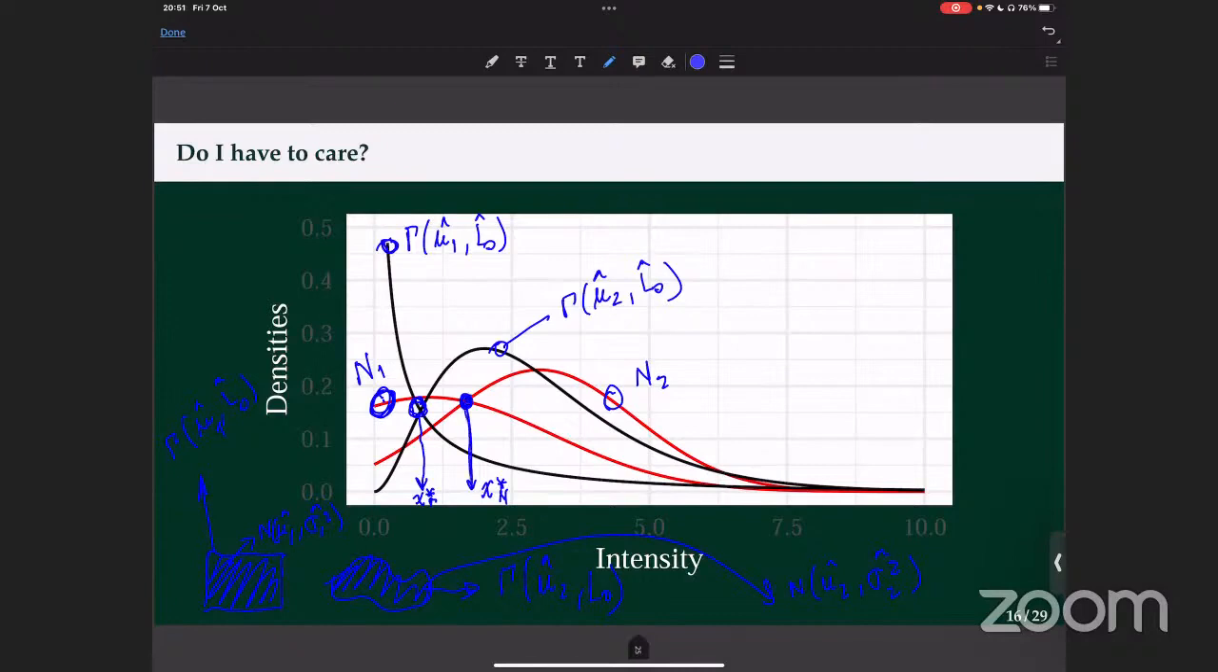If I use this point to classify data that actually follow this and this distribution, I will make a very, very bad mistake because I am using a point that is far from the best point that I can get. And this is possibly the simplest example: maximum likelihood classification.